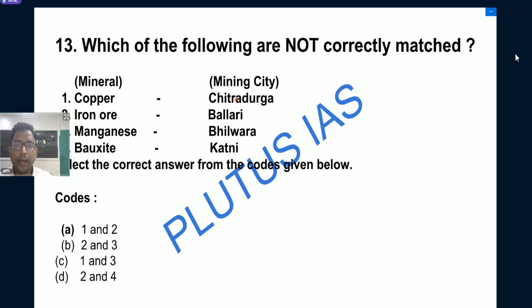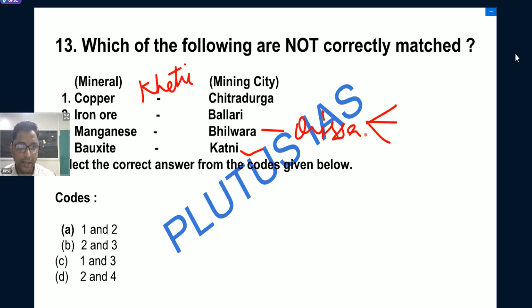Then question number 13, which of the following are not correctly matched? In this question, copper is famous in Khetri. Then bauxite, Katni, this is correct. Then manganese is not in Bhilwara, but it is in Odisha, and in Odisha it is Sambalpur, Raigad, then Balaghat mines of MP. These are the places of manganese. Iron ore, Bellary, this is correct. So the question is asking not correctly matched. So copper and manganese are not correctly matched. So 1 and 3, C becomes the answer. Question number 13, C.